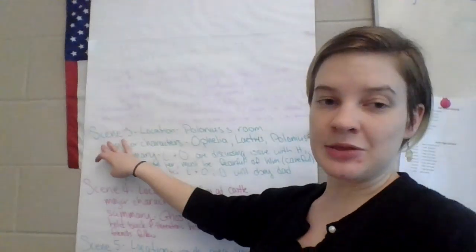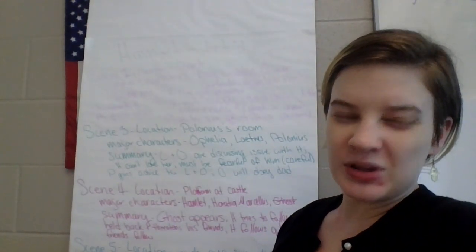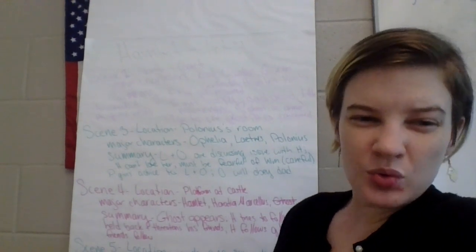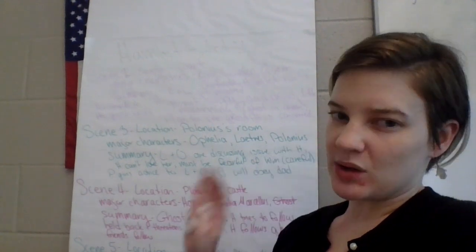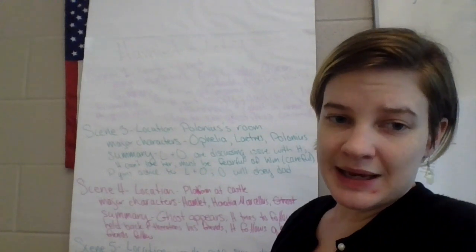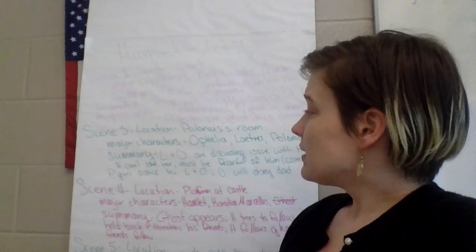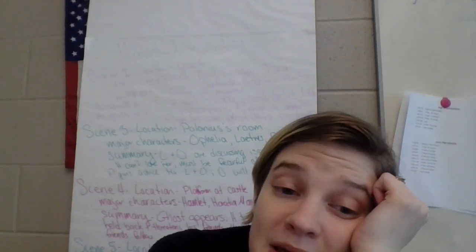When we move into scene 3, we're now in Polonius's room. Polonius is a lord in the castle. He's somebody who follows Claudius's rules, he's upper class, but he's not royalty. The major characters in this scene are Ophelia and Laertes, who are brother and sister, and Polonius, their father. And generally, most of this scene is actually just different male characters giving advice to a woman.